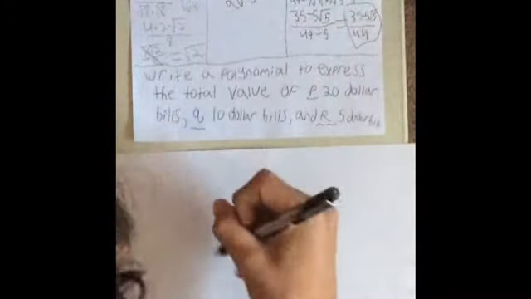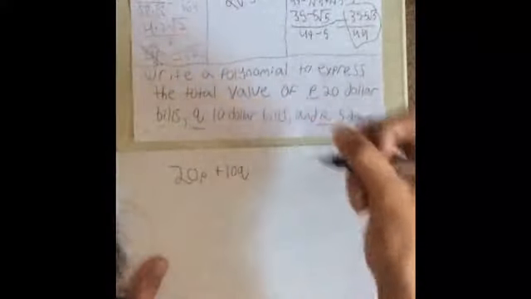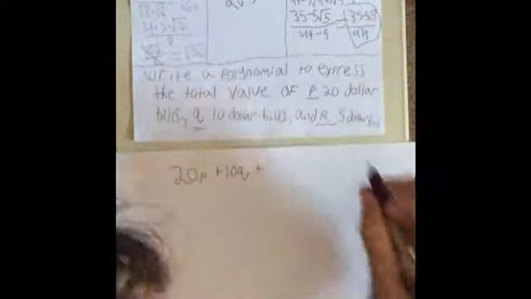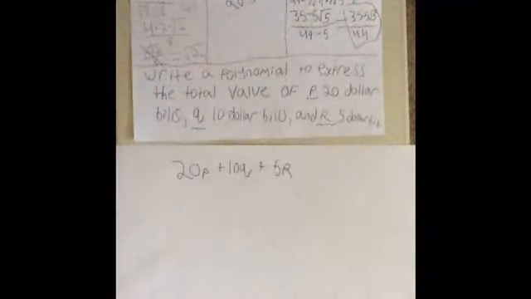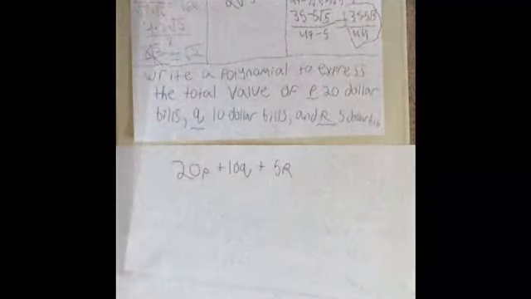What we have to do is take the 20, it says 20p, so put p at the end of it, plus 10q, plus 5r. And that's it. Super easy. No math work needed at all.